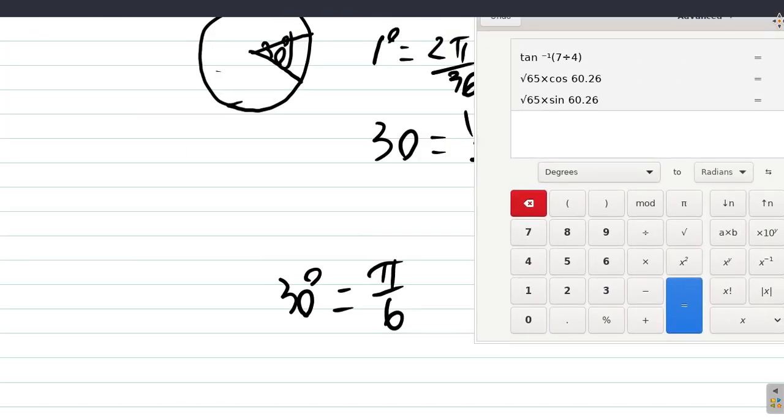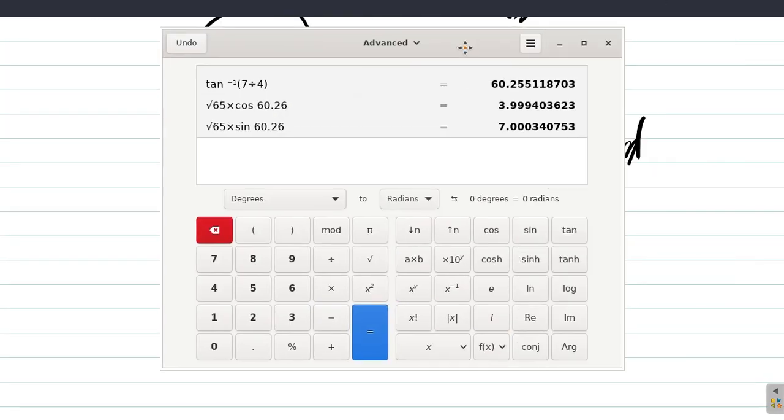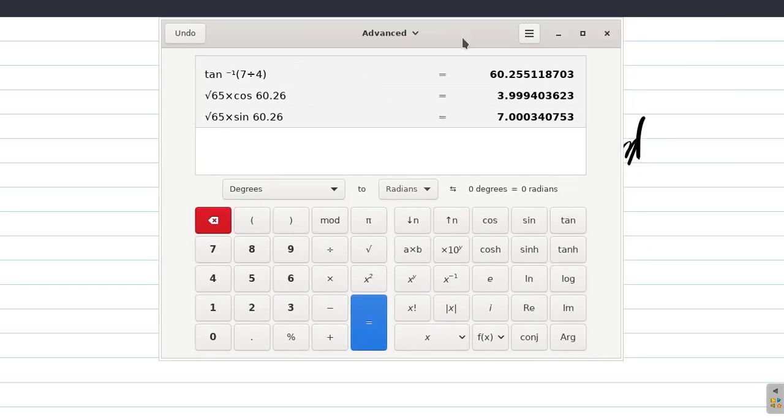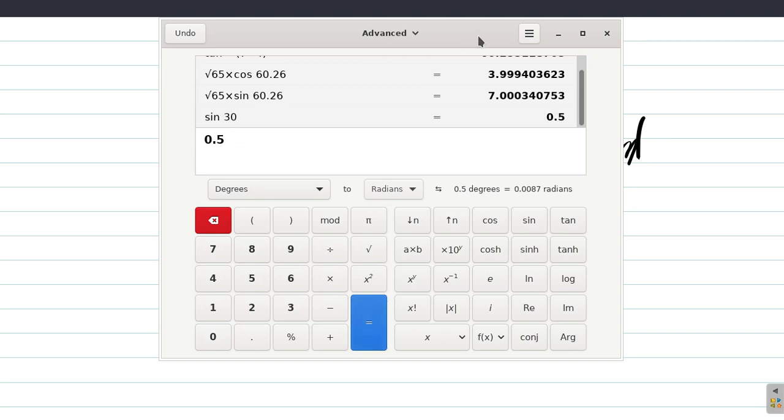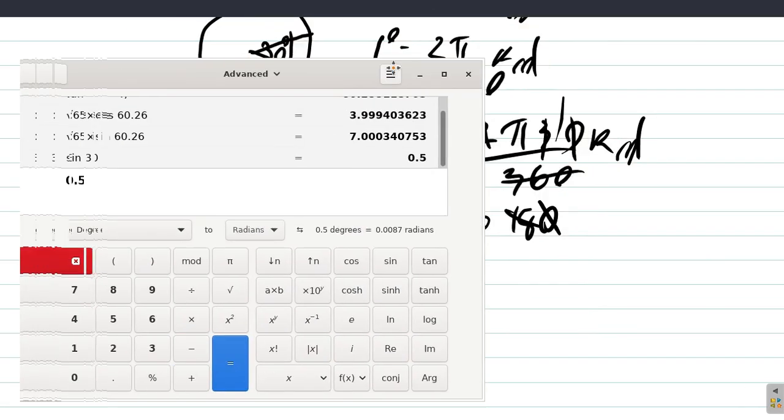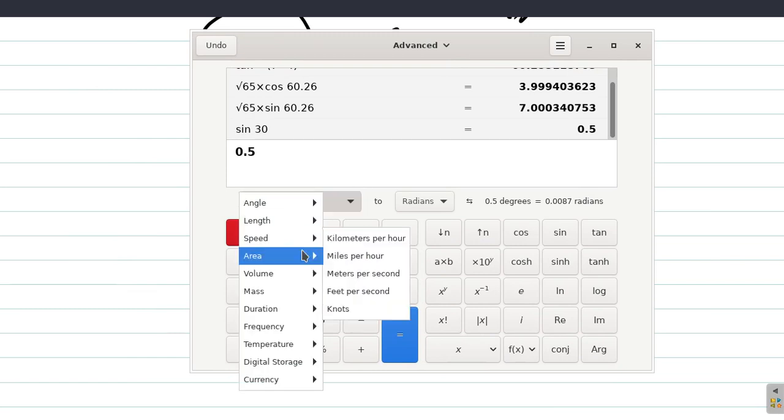Just want everything there. So, degrees, 30. What is the sine of 30 degrees? We have 0.5, okay. Now, let's put in radian mode.